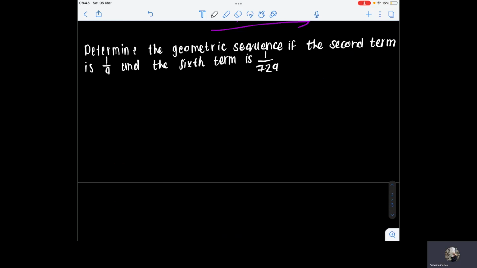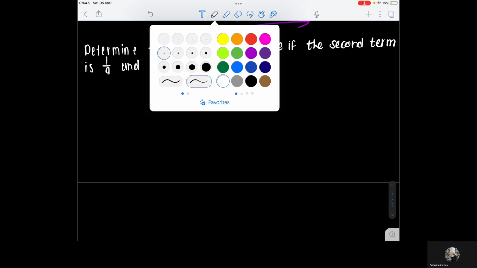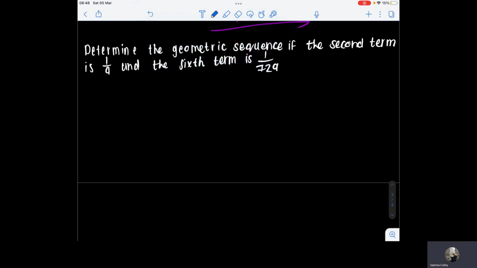So tell yourself what you know. I know that T2, let's use blue, T2 is equal to 1/9. And I know that T6 is equal to 1/729. So with a geometric sequence, I think of my geometric sequence formula, Tn is equal to AR to the n minus 1.